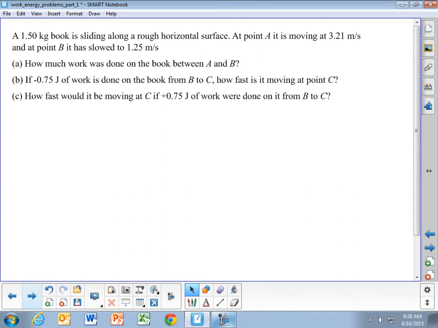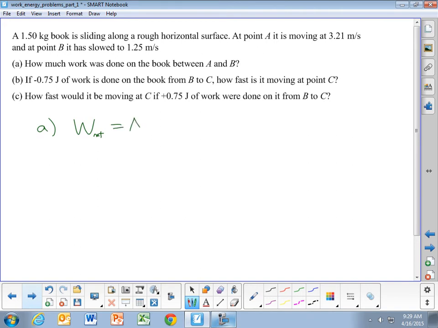But with this, they do tell you the initial speed and the final speed. And so this is where you have to realize that if you know the initial speed and the final speed, and you know the mass of the object, you know the initial and final kinetic energies, which that change in kinetic energy is the work done. So we're going to use the work-energy theorem. We have that the net work done, and that's what it's looking for, how much work was done on the book. So it's asking for the total work done.